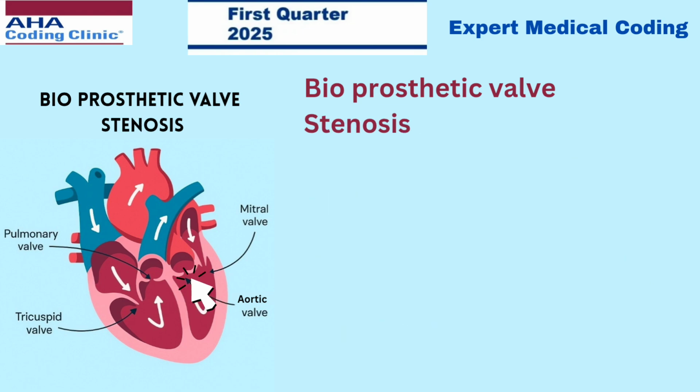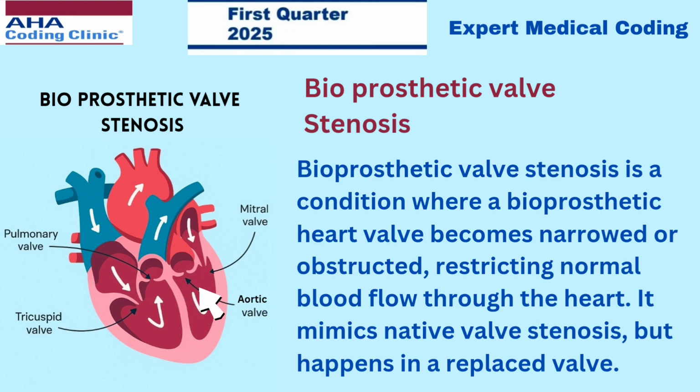Bioprosthetic valve stenosis. Bioprosthetic valve stenosis is a condition where a bioprosthetic heart valve becomes narrowed or obstructed, restricting normal blood flow through the heart. It mimics native valve stenosis but happens in a replaced valve. Now let us go to the Coding Clinic.